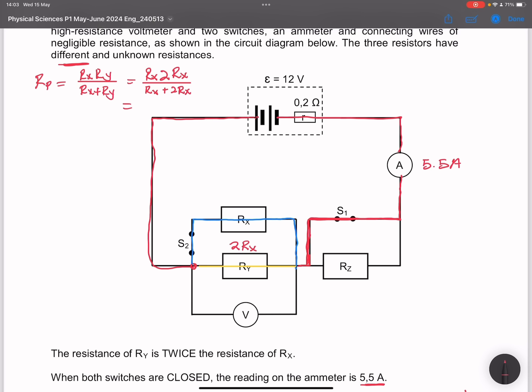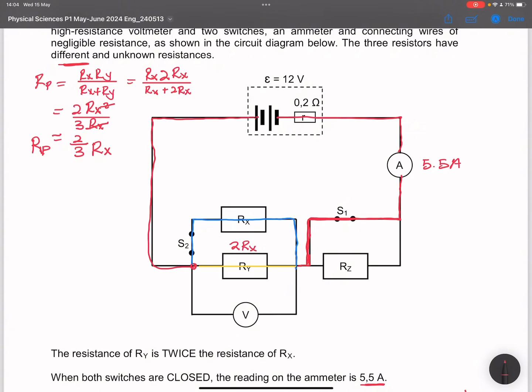This would give us, let me just write it over here, 2Rx squared divided by 3Rx. And so what happens? This Rx cancels out one of the Rx's there, and so we end up with 2 over 3 Rx. This is our parallel combination, or this is our external resistors.